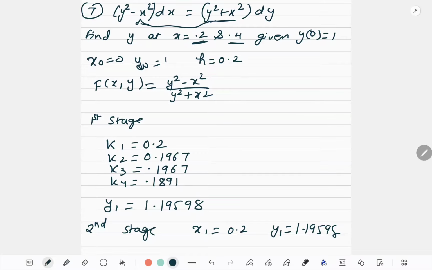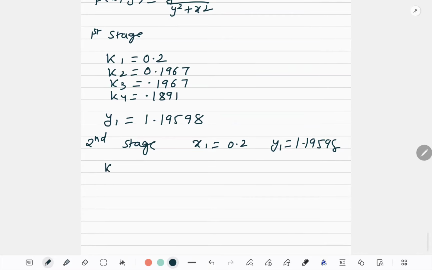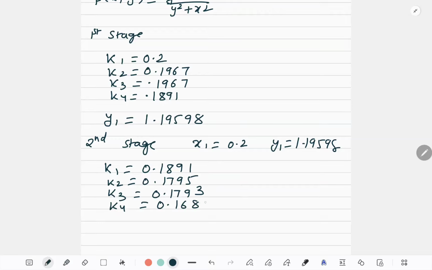Now again apply the same formula. In place of x0, y0 you have to take x1, y1. So again now your K1 value will be 0.1891. K2 value will be equal to 0.1795. K3 value will be equal to 0.1793 and K4 value will be equal to 0.1688. So your final Y2 value will be equal to 1.37525, which will be your final answer.